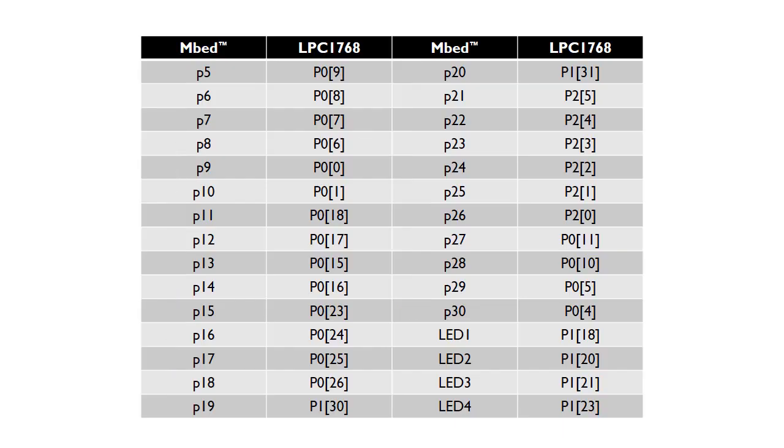So we can see the pin, what they actually correspond to on the microcontroller. This is the mbed pins, and then these two columns here are the pins on the microcontroller. So P0.9 means port 0, pin 9; port 0, pin 8, and so on.